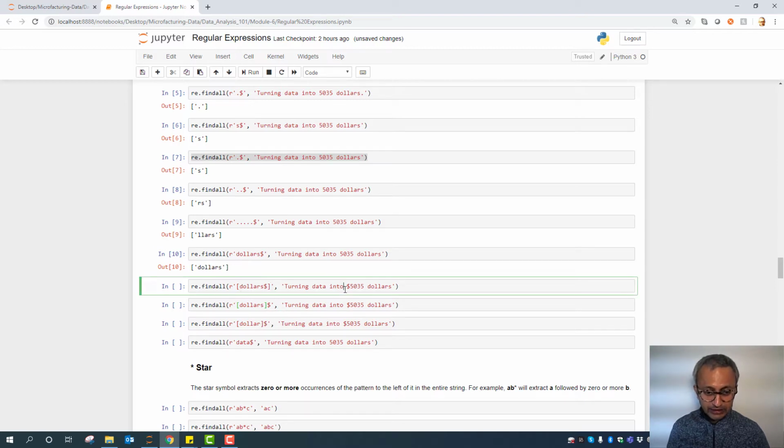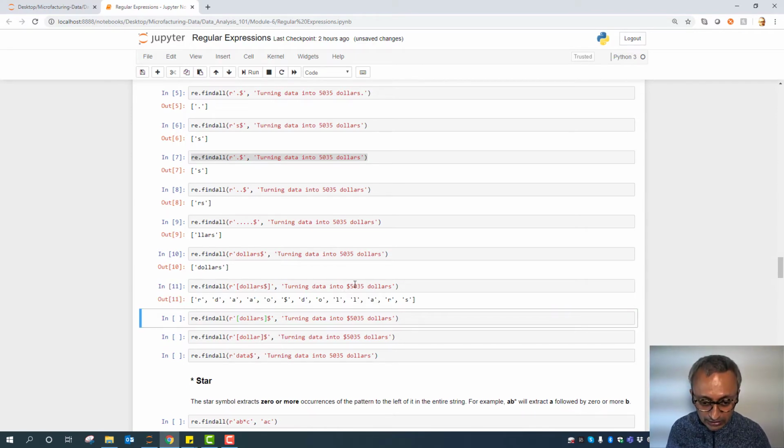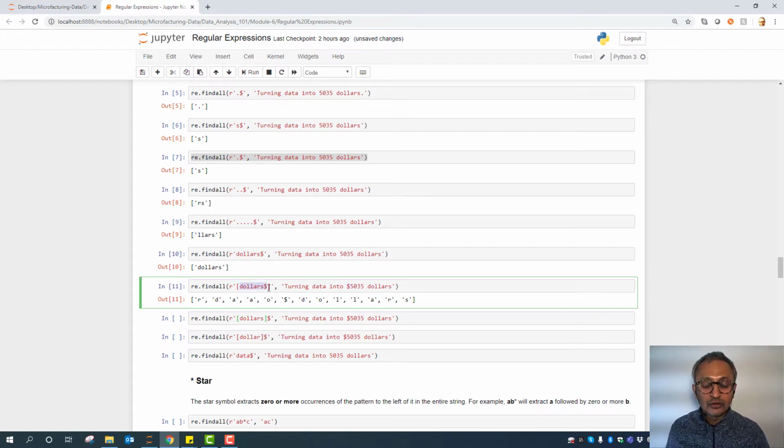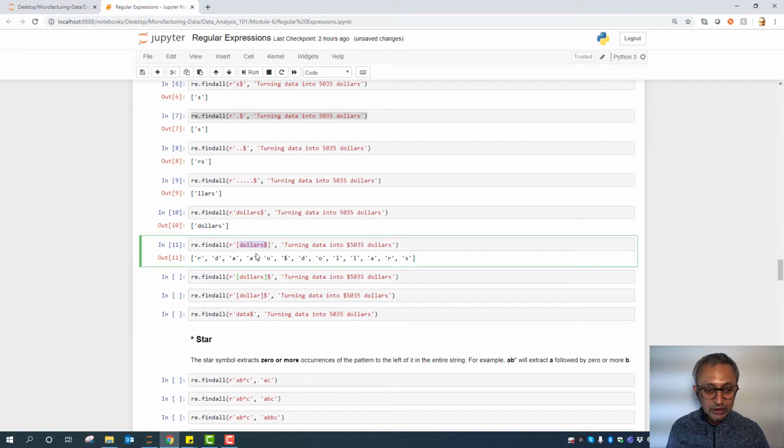If I put this in a square bracket, what happens when you put it in a square bracket? The special meaning of the dollar is gone. We already talked about that. So now it is going to look for that dollar sign, and if there is a dollar sign somewhere, it's going to extract it. If there was no dollar sign, it's not going to return any dollar. But it's going to match each and every character in this string, and it's going to return that. So the first thing it finds is R, because there is R here, so it returns R. It returns D, which is the next thing it finds, and so on.